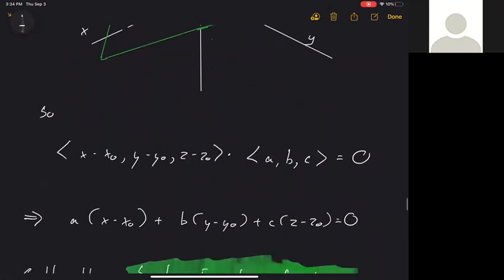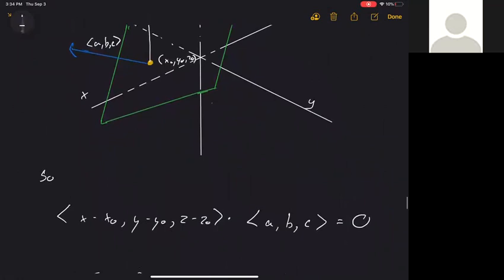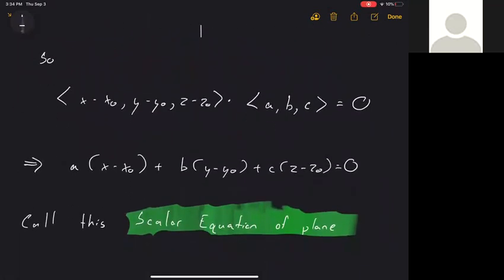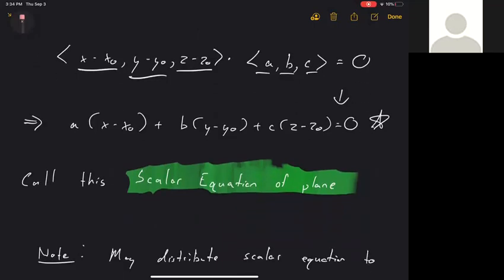And this really is the equation of my plane. The rest is just rearranging it. Remember what the dot product is: this times this, plus this times this, plus this times this, which is just what I've written here. And this is exactly the equation of my plane. We call this the scalar equation of the plane, because I've split it up so there are no vectors here. It's just numbers, just scalars. So this is the scalar equation of my plane.